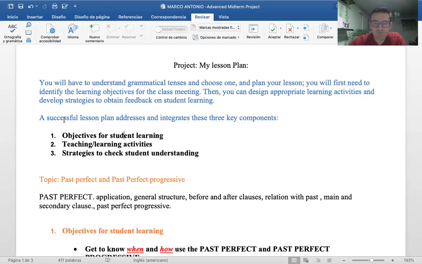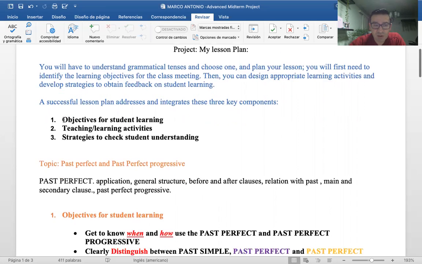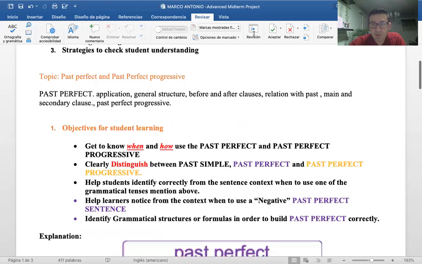A successful plan in order to teach the past perfect, as part of my advanced midterm project. Following the 3 steps that you just suggested, I'll begin with the first one, which is to specify the objectives, and this will be these ones.